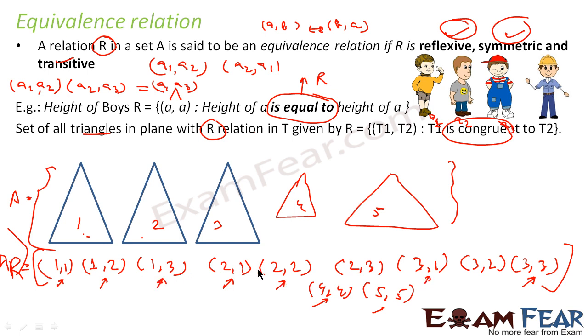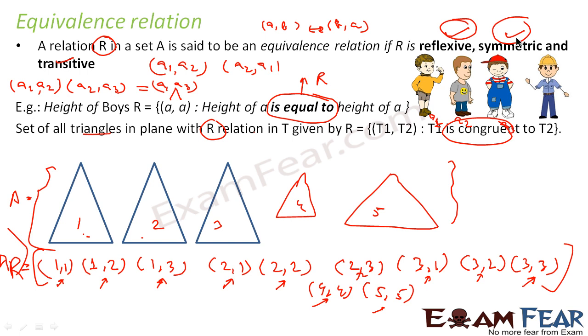1, 3, 3, 1, it is there. Similarly 2, 2 is there. 2, 3, 3, 2 should be there. So 2, 3 is there, 3, 2 is there. So this pair is also there. 3, 1, 1, 3 we have checked, it is there. Similarly 3, 3, 4, 4, 5, 5, the pair is there, so that means this relation is symmetric also.